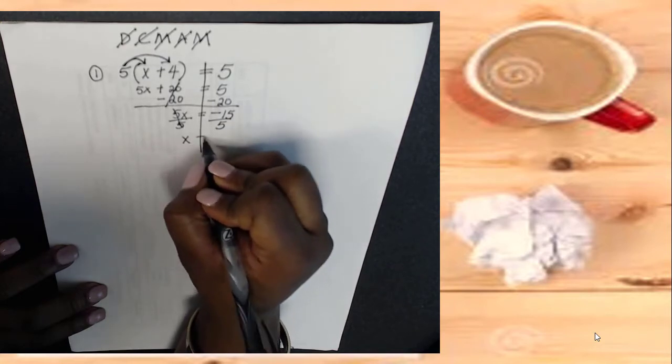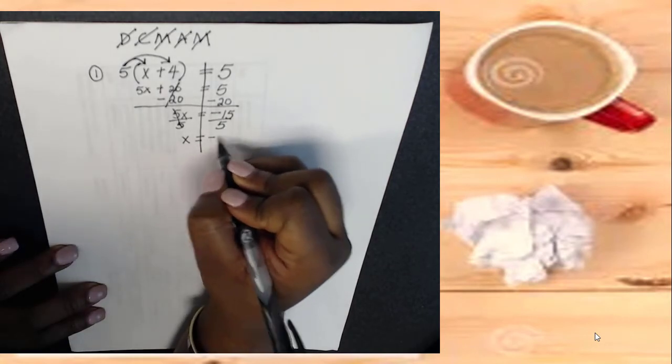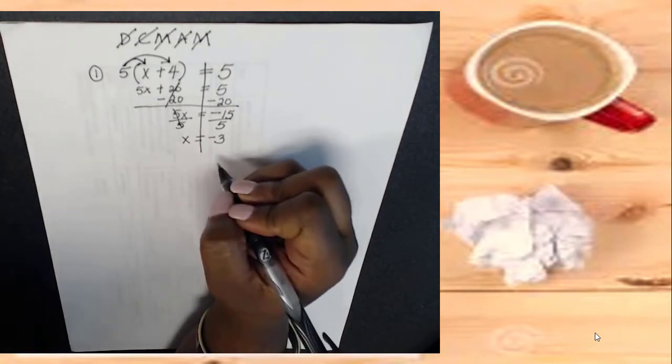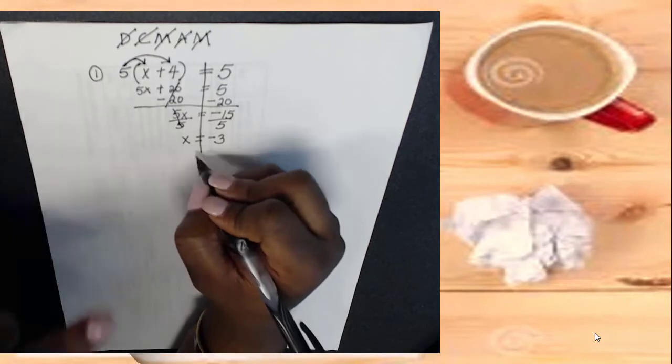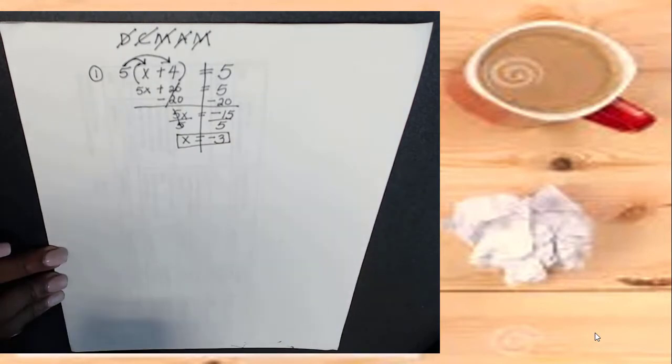So now we're left with x equals negative 15 divided by 5, which is negative 3. And we know that we're done because our x is isolated. We finally have x by itself. But let's go and check our equation.